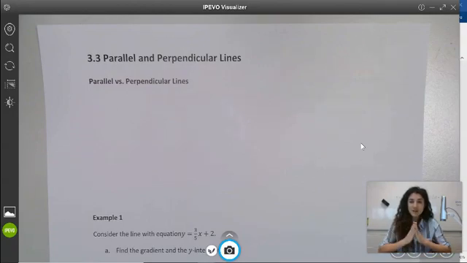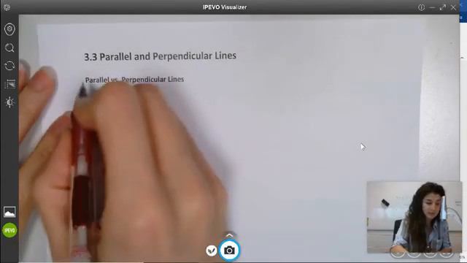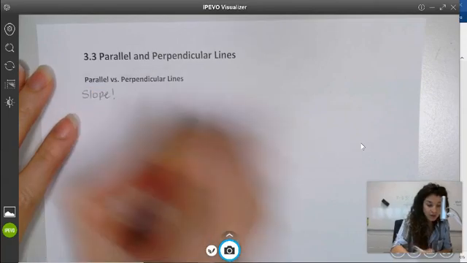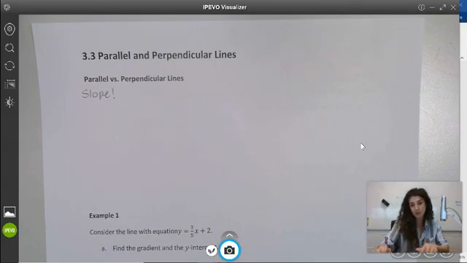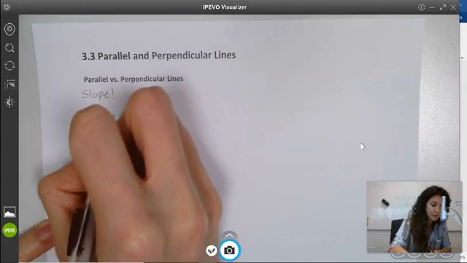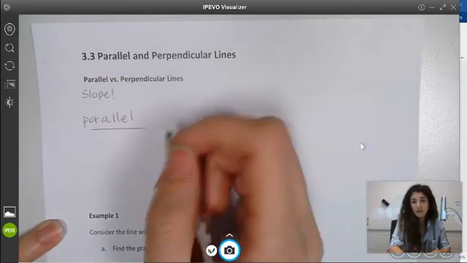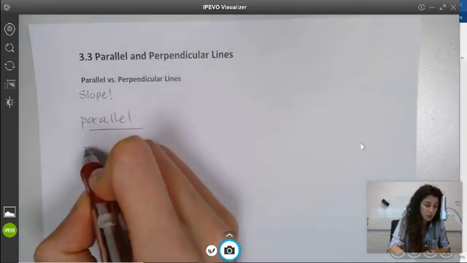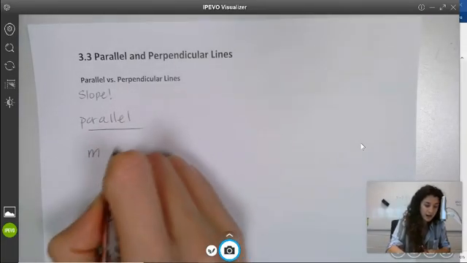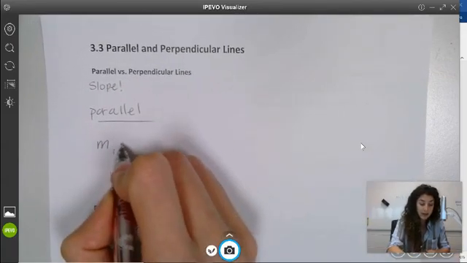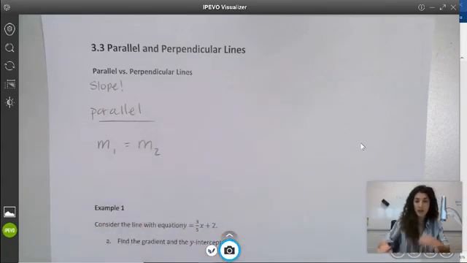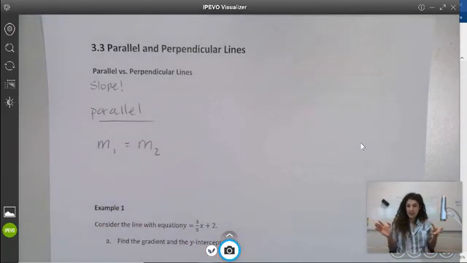Parallel versus perpendicular lines, the main thing that you need to think about is just slope. If we're talking about parallel versus perpendicular, it's all about the slope. So if you ever see something like, these lines are parallel, or these lines are perpendicular, you know that you need to do something with the slope. The formula, not really a formula, just the thought, is that the slope of one line, if it's parallel, is equal to the slope of the other line, which makes sense when you take a second and think about it.